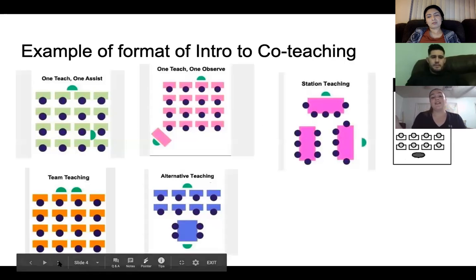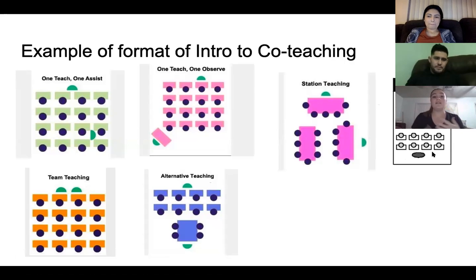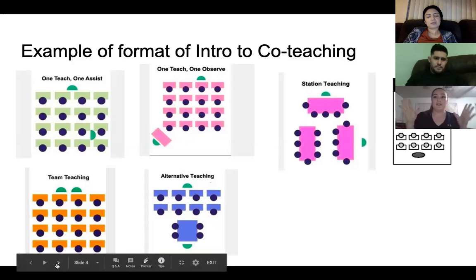These are examples of the different teaching strategies. First, one teach, one assist. One teacher will stand in front of the class teaching, while another one is walking around the room assisting the students that raise their hand, have questions, or need more help. The next one, one teach, one observe, is where there's one teacher up front and another teacher, usually in the back of the room, who's observing the main teacher to give notes.